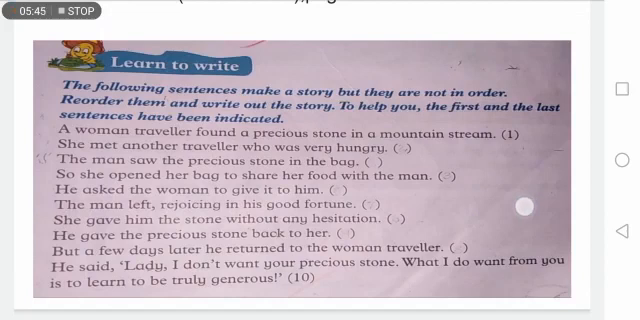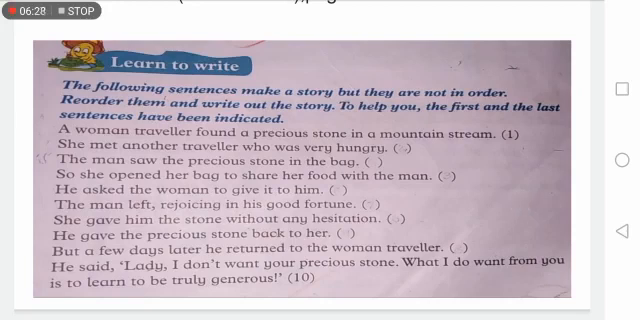This is a short story and all the sentences are rearranged. So you have to arrange these sentences in order to make a complete story. They have given you the beginning of the story and the end of the story, and you have to arrange the middle sentences of the story. A woman traveler found a precious stone in a mountain stream. This is the beginning of the story, and the end is: he said, "Ladies, I don't want your precious stone. What I do want from you is to learn to be truly generous."